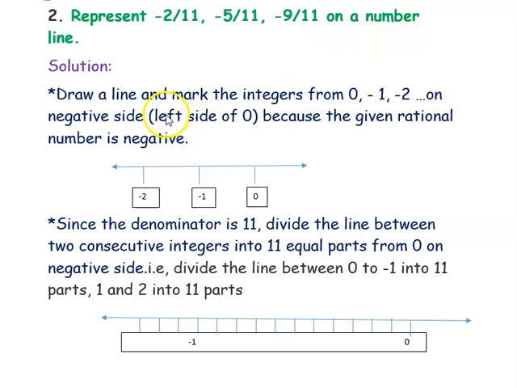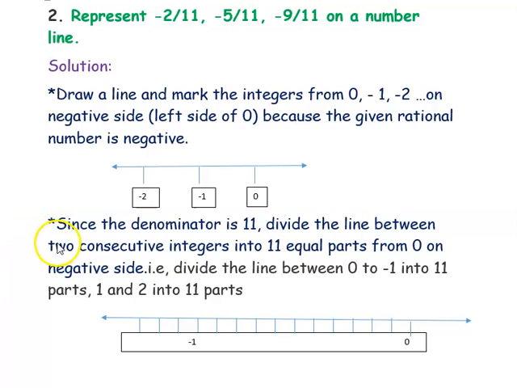The next question is, represent negative 2 by 11, negative 5 by 11, negative 9 by 11 on a number line. So solution. So draw a line. So first step is always you have to draw a line and you have to mark the integers. So here if you look into the question, all the given numbers are negative numbers. So you have to mark the integers from 0 towards the left side of the number line. So that's 0, negative 1, negative 2, negative 3 and so on like this.